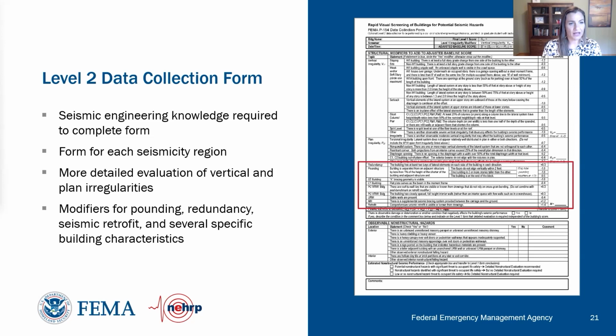It also includes modifiers for pounding, redundancy, seismic retrofit, and a couple other specific building characteristics that the level 1 form does not include. So recall, on the level 1 form, we just indicate whether pounding is an issue or not. But here we can actually put a modifier on the pounding to come up with a level 2 score that incorporates the pounding. On the level 1 form, seismic retrofit is not considered, whereas on the level 2 form it is considered, and we can get a positive modifier if we have a building that has been retrofitted.